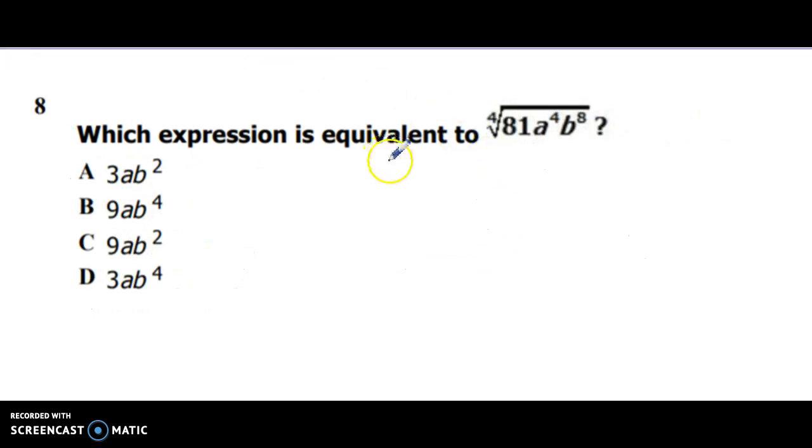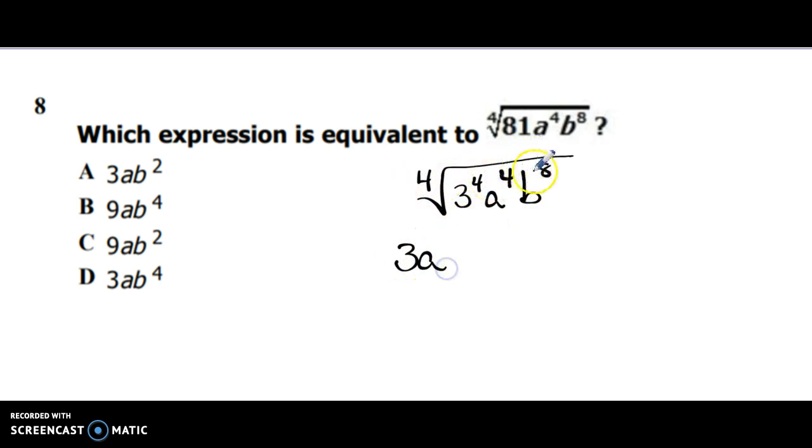Again, we're simplifying. 4th root. 3 to the 4th is 81. A to the 4th I'm going to leave. B to the 8th I'm going to leave. All of these can come out. Exponent and index match. I bring the 3 and the a out. This is larger, so I divide my exponent by index. So 8 divided by 4 gives me 2. So that's going to be my answer, 3ab squared.